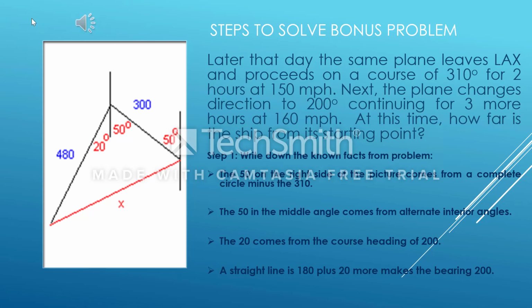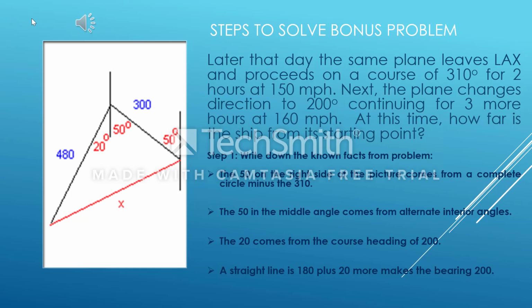Steps to solve bonus problem. Later that day, the same plane leaves LAX and proceeds on a course of 310 degrees for 2 hours at 150 miles per hour. Next, the plane changes direction to 200 degrees, continuing for 3 more hours at 160 miles per hour. At this time, how far is the plane from its starting point?